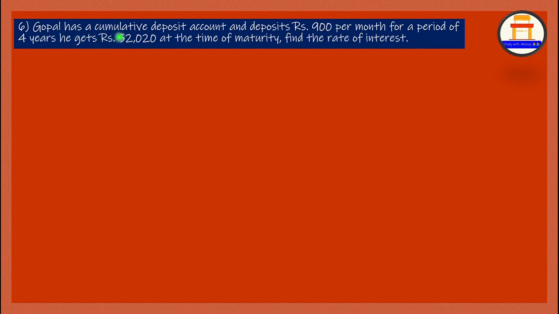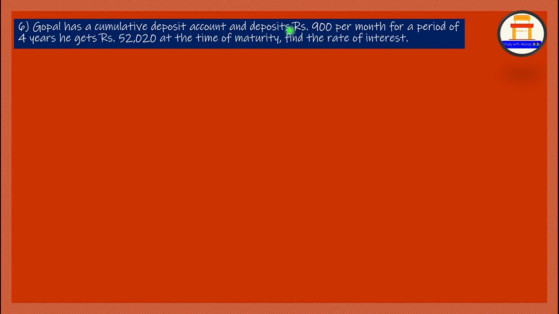Gopal has a cumulative deposit account. Cumulative deposit account and recurring deposit account all mean the same, children. No need to worry regarding this. For this level, cumulative deposit or recurring deposit both mean the same. No need to worry just because the new word cumulative deposit has come. This is the last question which we will be dealing with in this particular video, and with the seventh question we will continue in the next video.